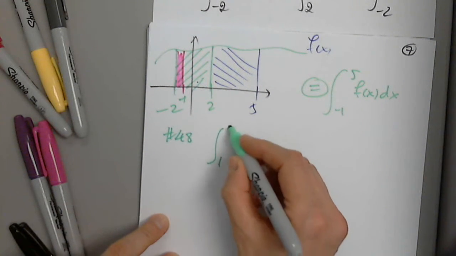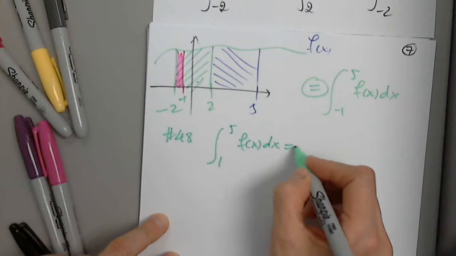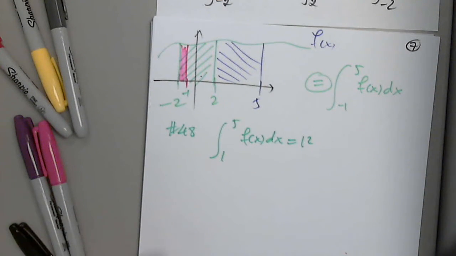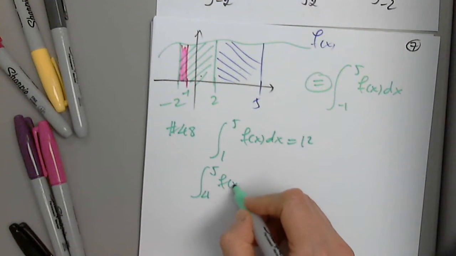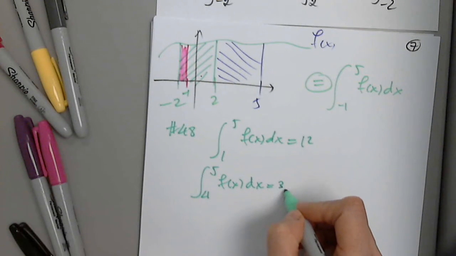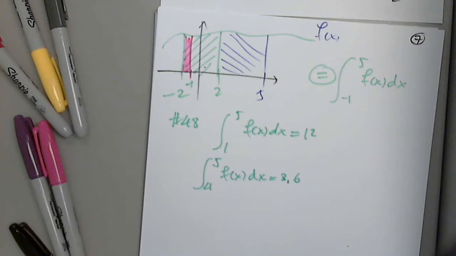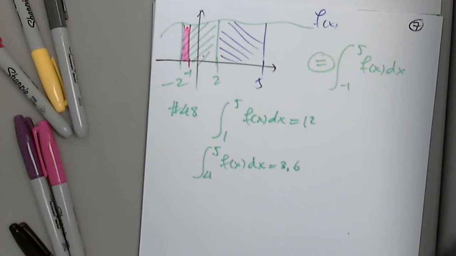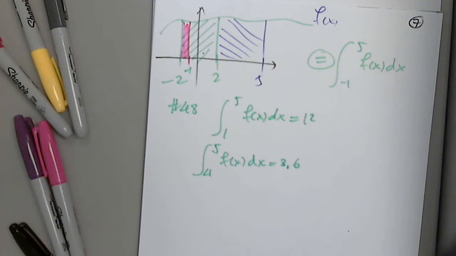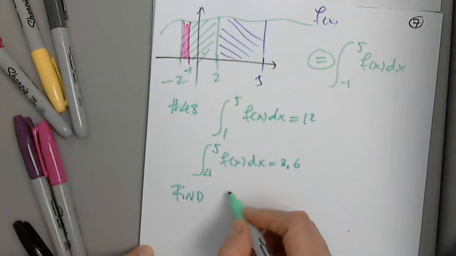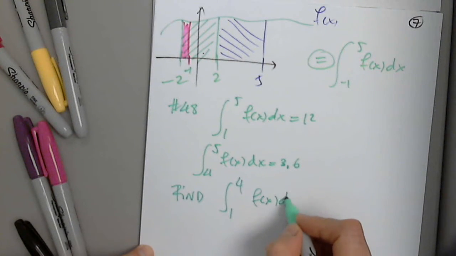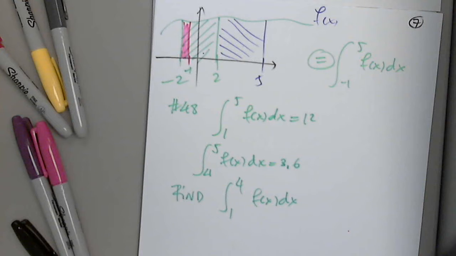We are given the integral from 1 to 5 of f of x dx, which is 12. Then they say the integral from 4 to 5 of f of x dx equals 3.6. Find the integral from 1 through 4 of f of x dx. From 1 through 5 is 12, from 4 to 5 they say is 3.6. Find the integral from 1 to 4.